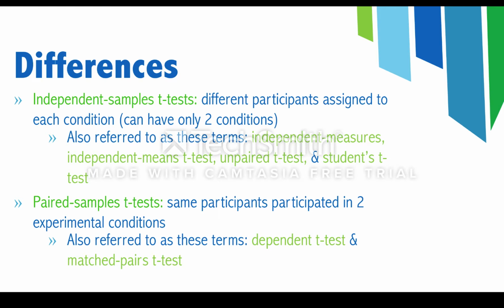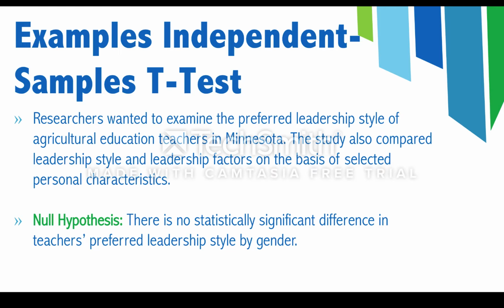And this test is also known by a number of different names, including the independent t-test, independent measures t-test, independent means t-test, unpaired t-test, and student's t-test. Our profession uses independent samples t-tests for agricultural education, agricultural communications, extension education, and health promotions. Here is one example of how it's used in agricultural education.